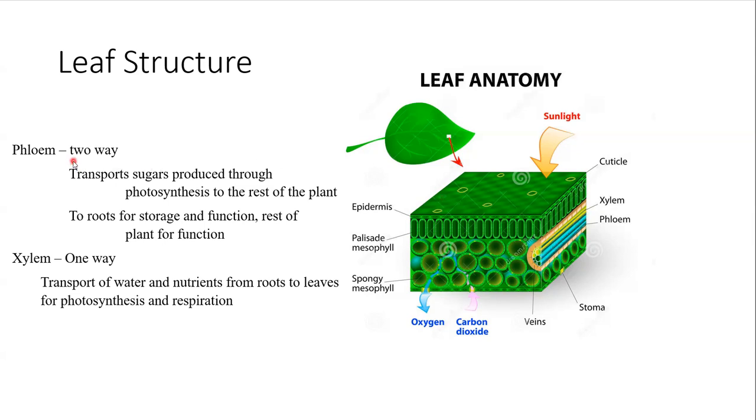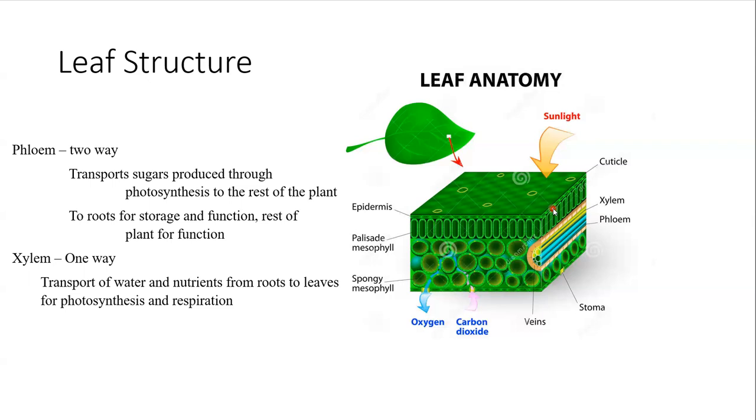So the phloem transports sugars or glucose that's produced through photosynthesis to the rest of the plant, okay? And that glucose that's created during photosynthesis goes into water and then flows through the rest of the plant. The elementary version of photosynthesis is that during photosynthesis, sugars are created and they're sent down to the root for storage, right? And that's kind of where the elementary version stops.